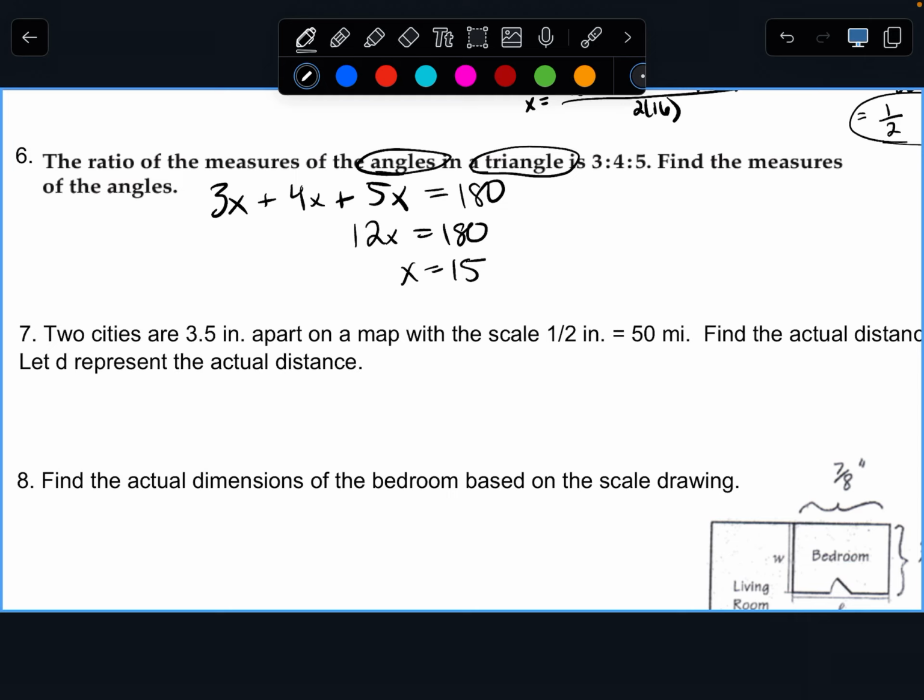To find the measures of all the angles, you just plug it in. Do you have to label them, like A, B, or C? Not really, because they didn't say anything. So you could just say 3 times 15, so one of them is 45. 4 times 15, one of them is 60. And then 5 times 15, the other one is 75. So these are all the angles.